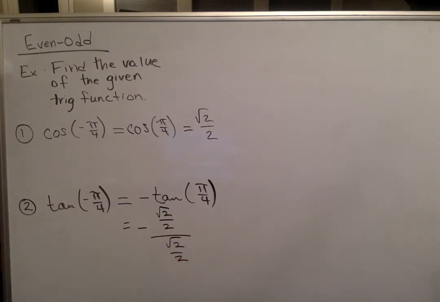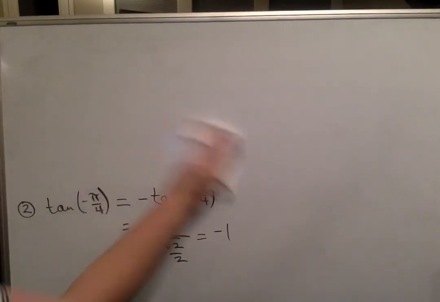But just like if I had 5 over 5 or 9 over 9 or negative 85 over negative 85, the answer would be 1. The square root of 2 over 2 divided by the square root of 2 over 2 is 1. And we have that negative still sitting there, so the answer here is negative 1. Okay? So that's how those things go. Then we're going to look at a couple of examples where we're going to talk about how we can use some of those other identities to help us find the value of trig functions.